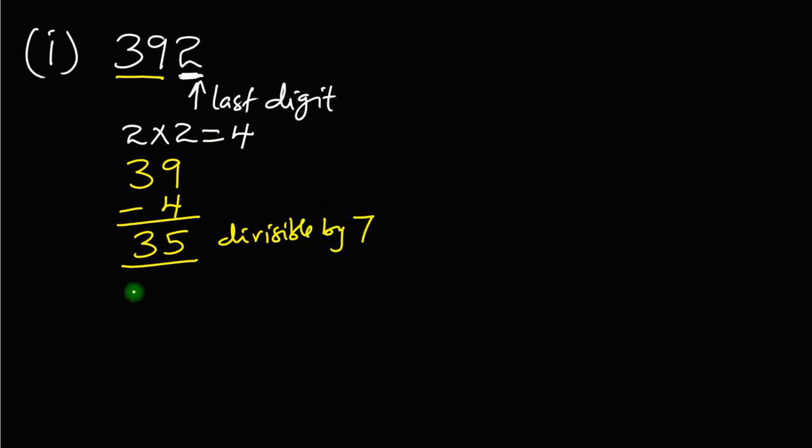So hence we say that 392 divided by 7, it is divisible, whereby we end up getting 56. So actually 392 is divisible by 7.